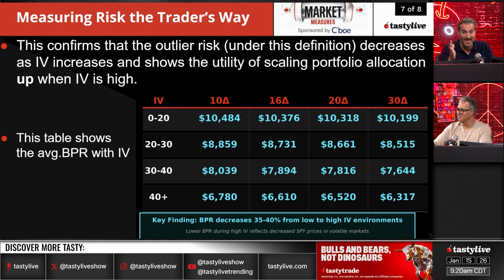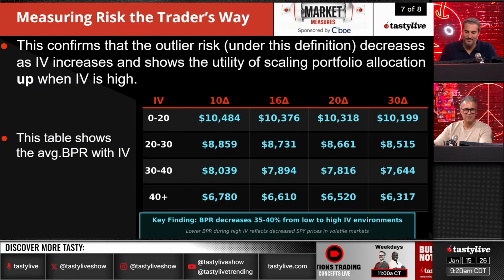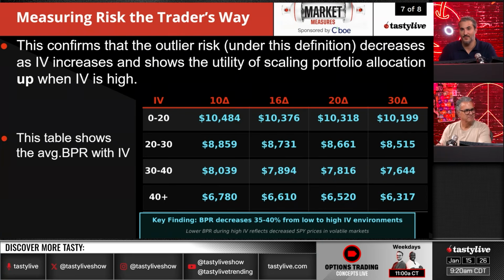And that's why, when volatility is low, you're putting on the brakes a little bit. That's right. That's a good way of saying it. And so this table shows the average buying power with implied volatility for different IV ranges. When your IV is higher, buying power is going to be lesser, and that's a function of the stock price reflecting lower prices as well.